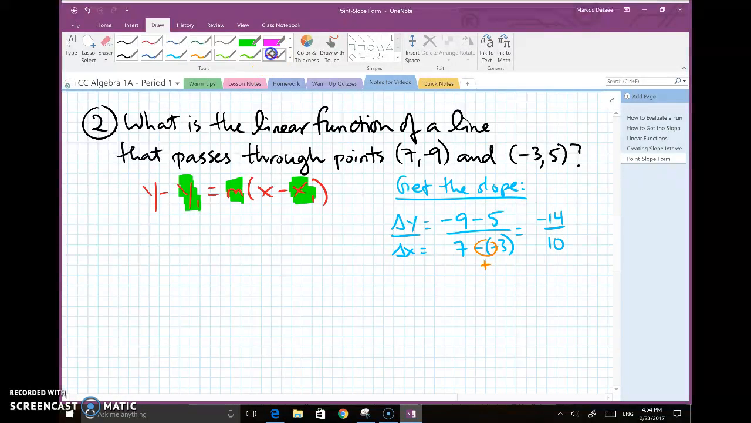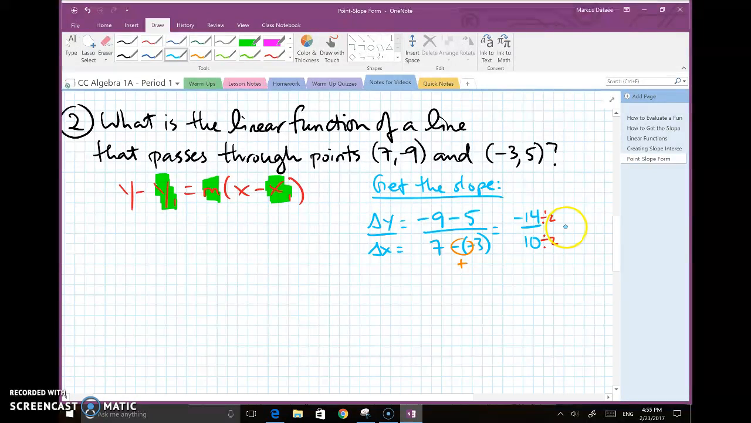And if I can reduce, I always should. So dividing each of these by 2 will give me my final form of this slope, which would be negative 7 over 5. Now that is not the end. That is not our answer that we're going to wrap up and walk away from. This is only the slope, which I then need to take back to the function and replace the m with. So I'm going to go ahead and do that right now.